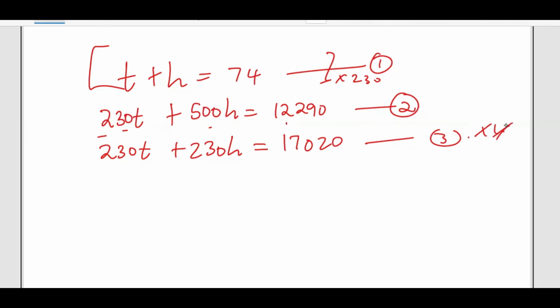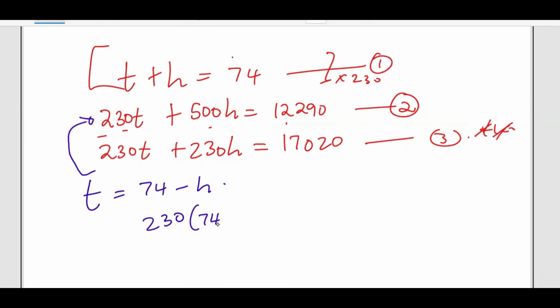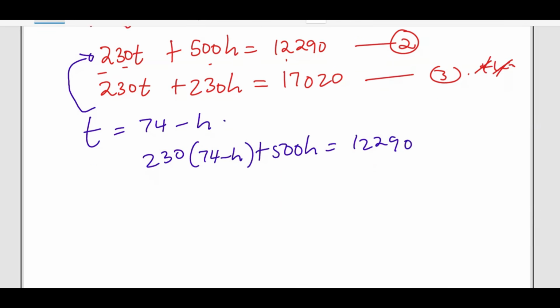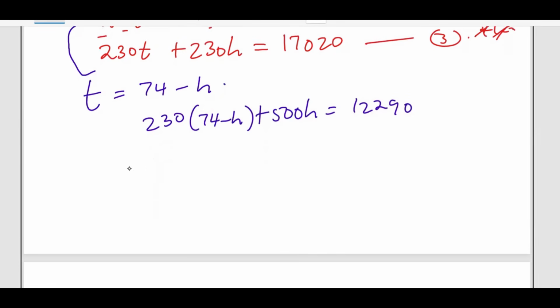Okay, let me just suspend that. Let's try the substitution and see. Something is not adding up. T is going to be 74 minus H. Let's put this here. So 230 into (74 minus H) plus 500H gives us 12,290. Let's see if we're going to arrive at the same thing. So 230 times 74 is 17,020, minus 230H plus 500H, equals 12,290.